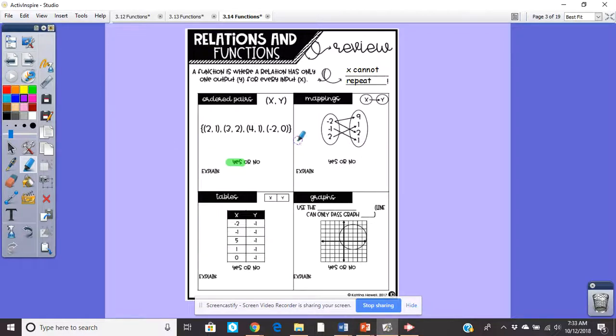All right, so the mapping. So if you look here at -2, the -2 is paired with a 9 and a 2. So that x cannot be paired with two different y's. So that is not a function.